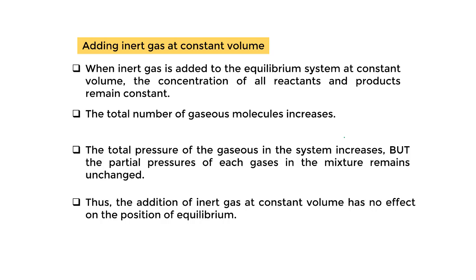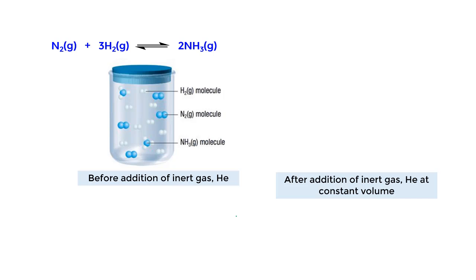Inert gas ni contohnya adalah gas lengai, contohnya helium, xenon, group 18. When inert gas is added to the equilibrium system at constant volume, the keyword here is at constant volume. The concentration of all reactants and products remain constant. The total number of gaseous molecules increases. The total pressure of the gases in the system increases, but the partial pressure of each gas in the mixture remains unchanged. Thus, the addition of inert gas at constant volume has no effect on the position of equilibrium. Okay, baik.